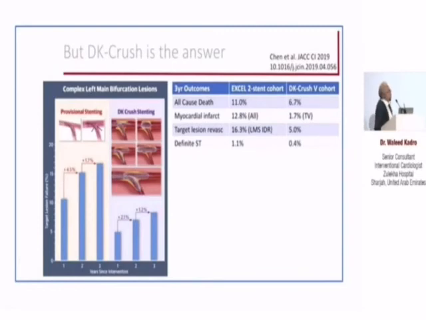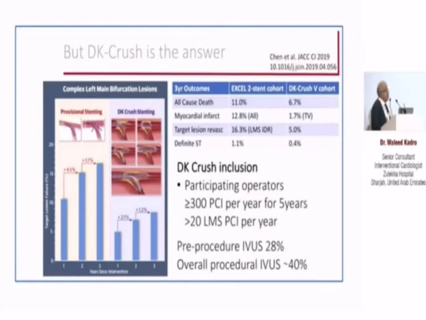Okay. So the all-cause death is much higher in the XL, and the myocardial infarction much higher. The target lesion revascularization is much higher, and the definite stent thrombosis is much higher. So everybody would say, well, this is the answer. Let's go for DK crush. But in DK crush, the participating operators were required to do more than 300 PCI a year and more than 20 left main PCI a year. So I don't think we have a similar kind of cardiologist here in UAE. I don't think so, but probably I'm wrong.